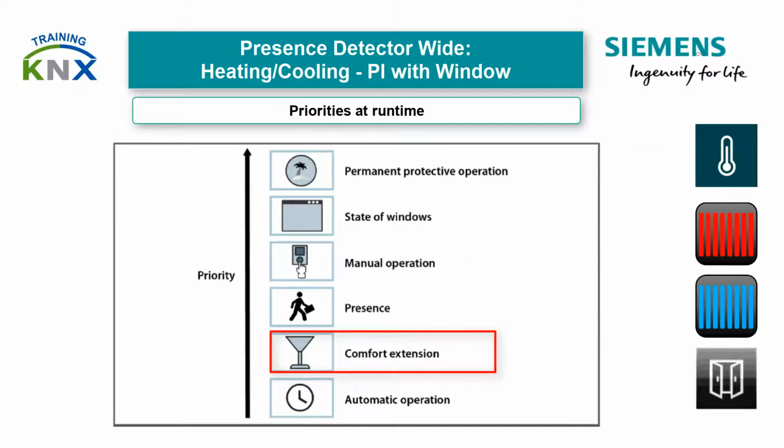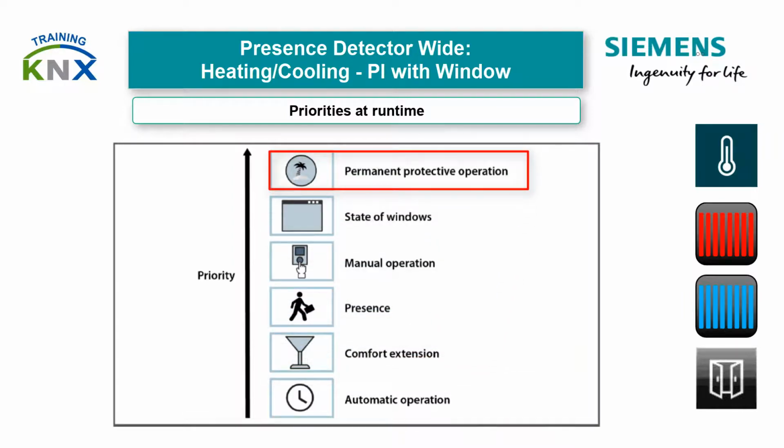A. COM4 extension, colloquially also called party button. If a logical one is sent to this object, the controller switches to the comfort mode for the parameterized overshoot time. This feature overrides, as priority 5, only the automatic mode. B. Permanent protection mode. In case of a longer absence, you should activate the permanent protection mode with a logical one to save energy. It has the highest priority and must be terminated with a 0 via this object.